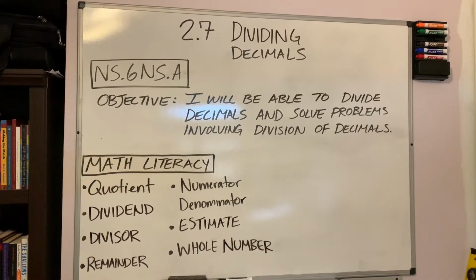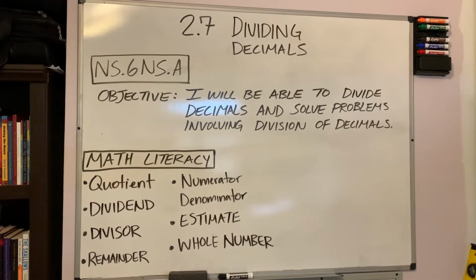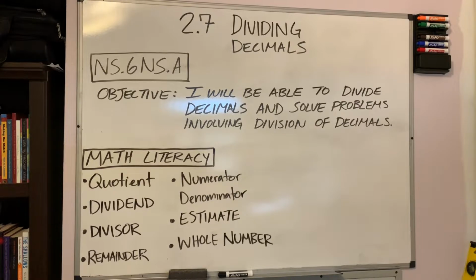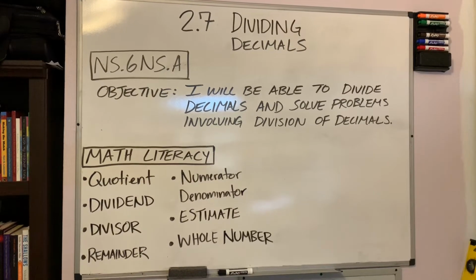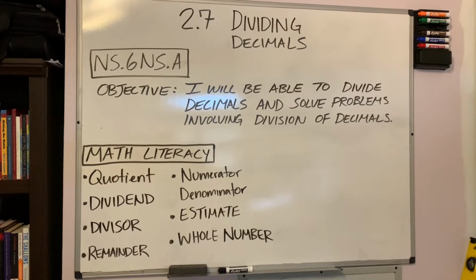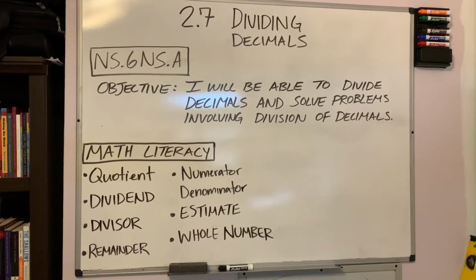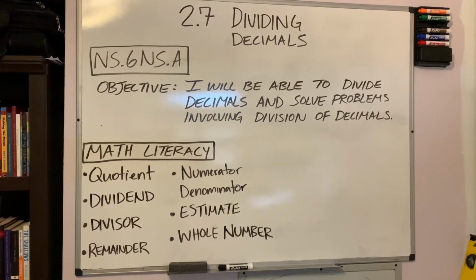So today we're going to be working with 2.7 dividing decimals. Our standard is 6th grade number sense A. Our objective is that you will be able to divide decimals and solve problems involving division of decimals. Your mathematical literacy, we have quotient, dividend, divisor, remainder, numerator, denominator, estimate, and whole number.